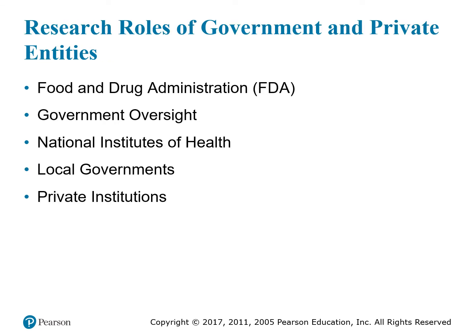Okay, so the research roles of government and private entities. The federal government has always been kind of central to medical research. It has a dual role in both promoting research while protecting the public. The government primarily gets involved in setting the standards for conducting research and for publishing things like the Belmont Report and the Nuremberg Code. Government entities like the FDA review research that's conducted in the private sector as well as research conducted by the government.